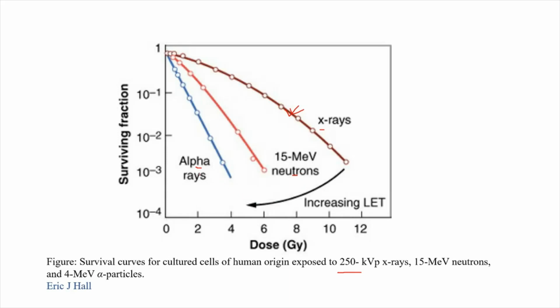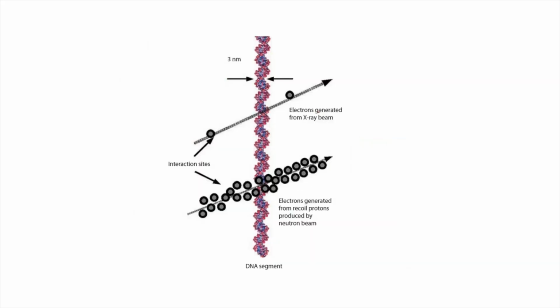And if you calculate the end result for a given survival fraction, for example 10 to the minus 2, we can see that at lower doses, alpha rays will give you the same clinical endpoint as neutrons and then X-rays. So as you keep on increasing the LET, the cell survival curves get steeper and steeper. That is, a lower dose of alpha rays will give you the same clinical endpoint as given by X-rays.